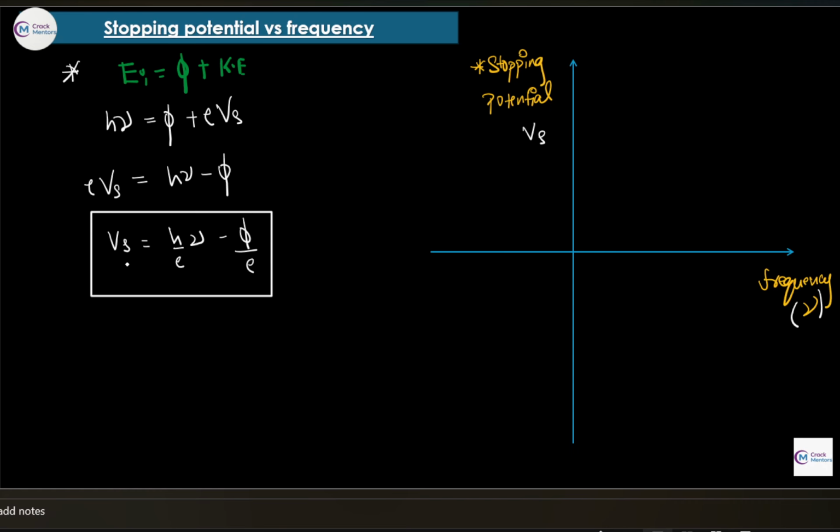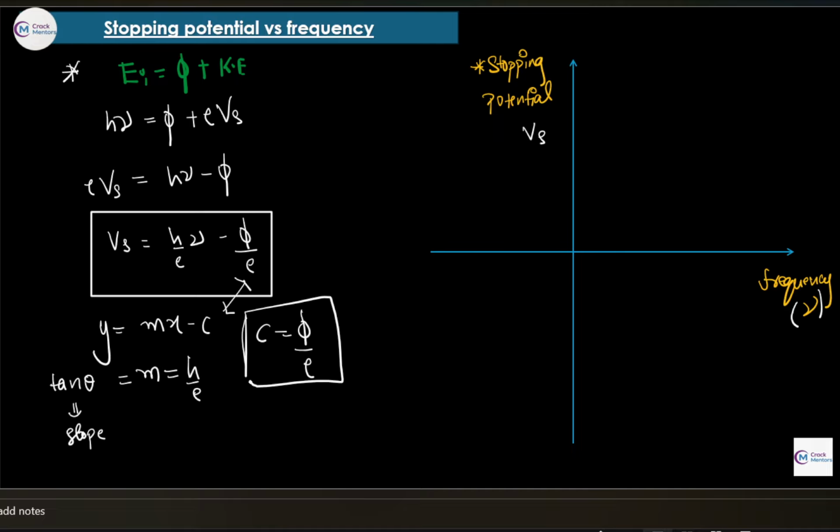If it is clear to you, then we can relate it with a straight line, y equals mx minus c. When we compare, we observe the m value corresponds to h upon e. And m is also denoted by tan theta, which is also called the slope. So the slope of this curve is equal to h upon e, and after comparing, the intercept value is phi upon e.